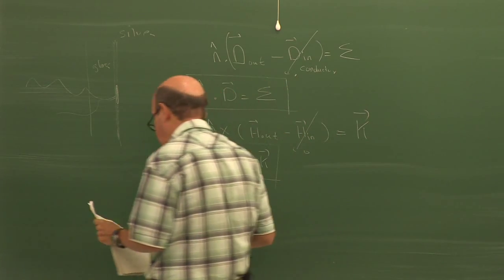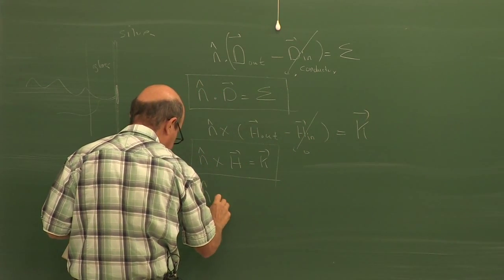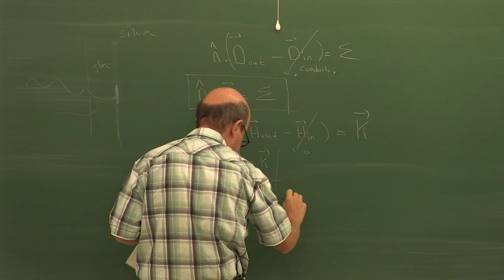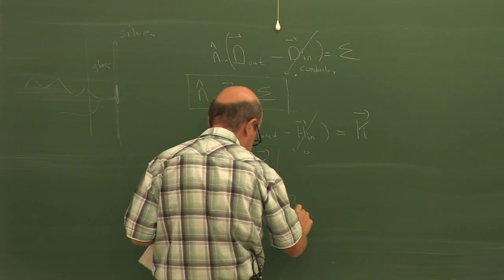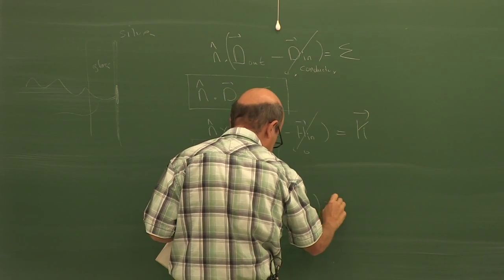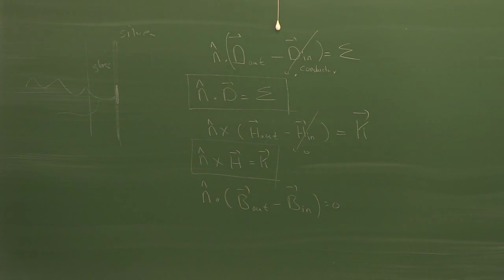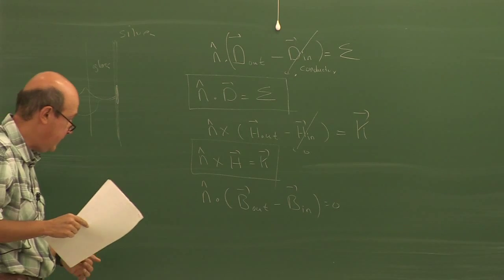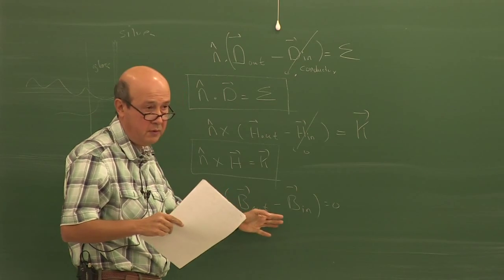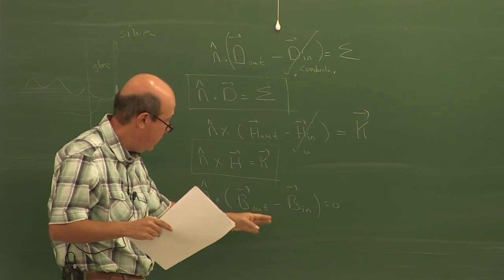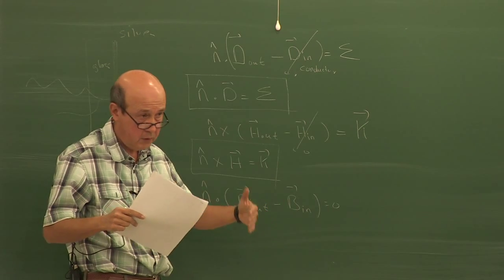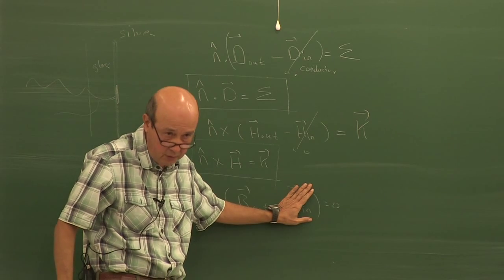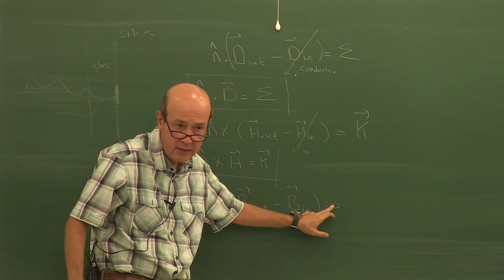So what are the other boundary conditions? The normal component of B, the magnetic induction, has to be continuous: the difference of the normal components of the magnetic induction has to be zero. So what can we say for this? If we have a close to perfect conductor, we don't expect any B in the conductor. But there is nothing here. What does it mean?